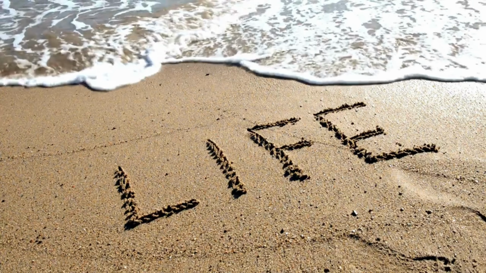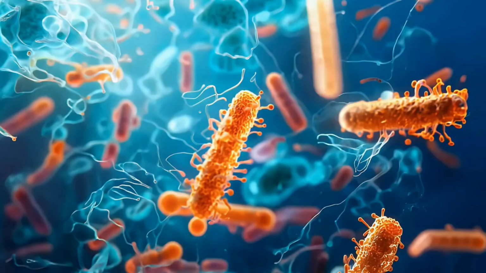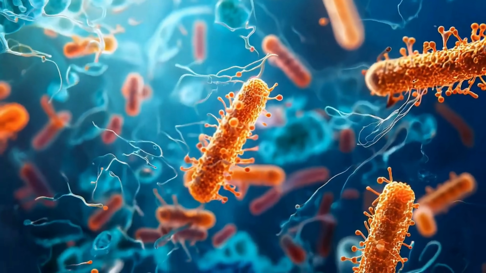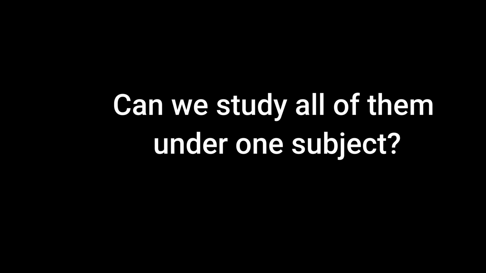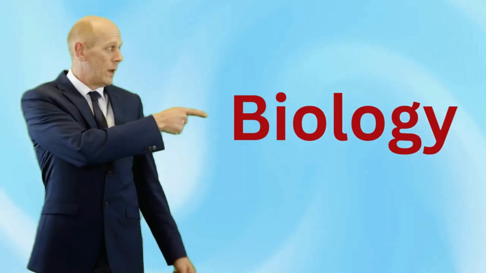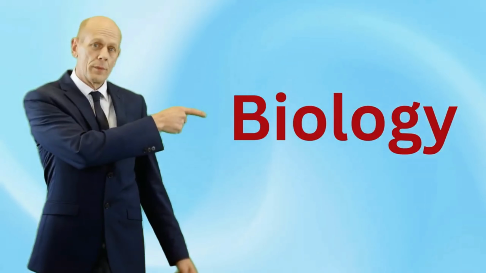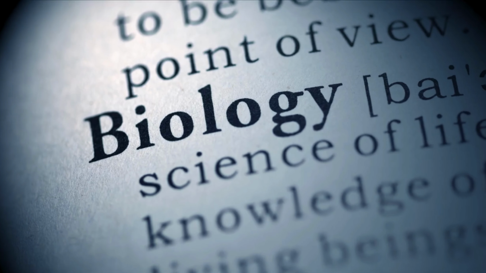Life is obviously related to living organisms. And we all know that living organisms include plants, animals, and microorganisms, which in simple language are often called germs. Studying all living organisms under a single subject is not easy. That's why to study life in a better and more organized way, biology is divided into different branches.